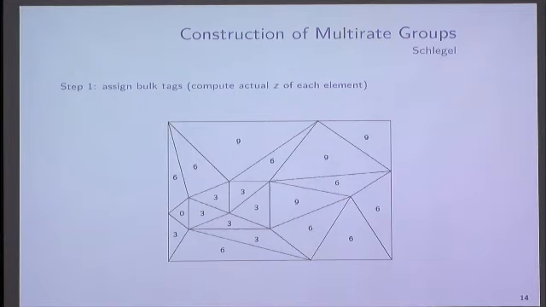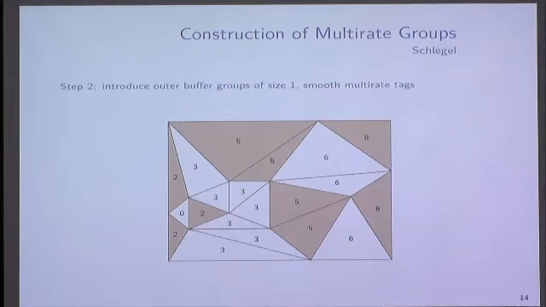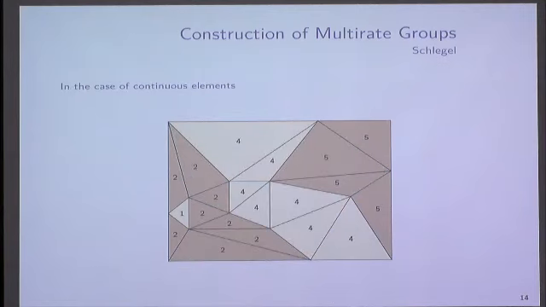Next, for Schlegel, the first step is exactly the same. After that, we introduce the outer buffer groups, and after that, we introduce the inner buffer groups by taking the smaller elements, and we smooth the multirate tags. In the case of continuous elements here, we would have only buffer elements for this example.